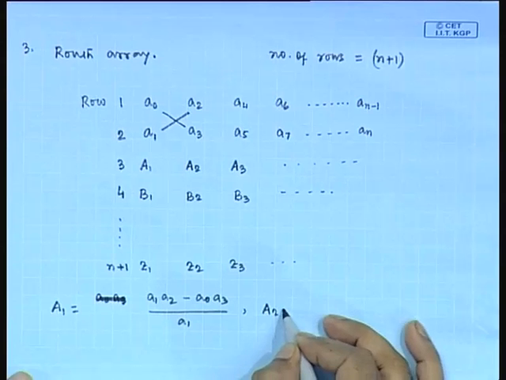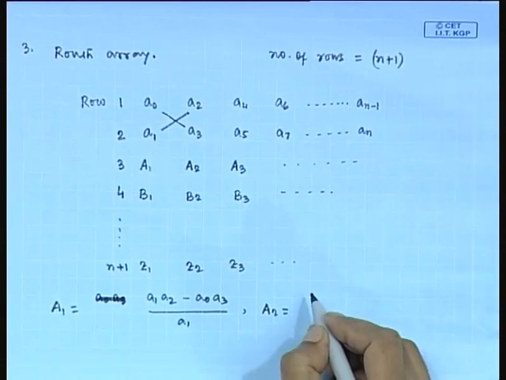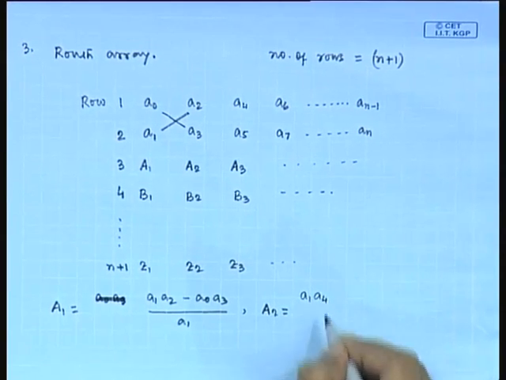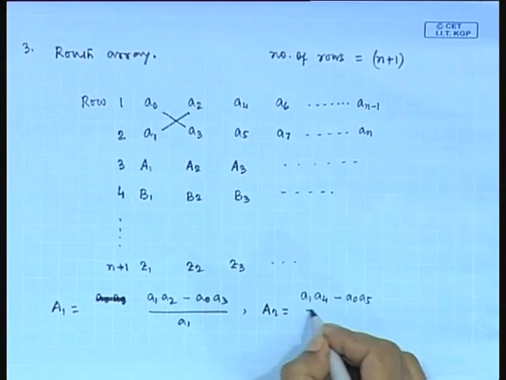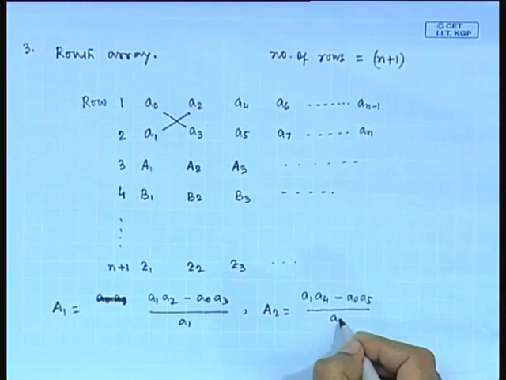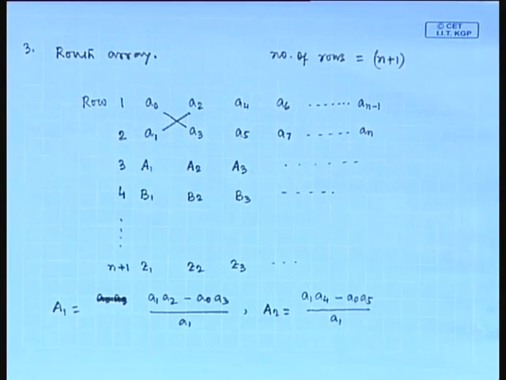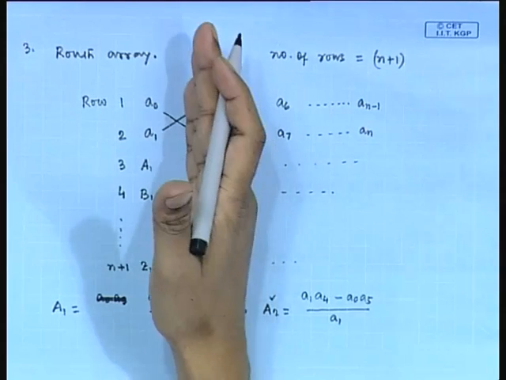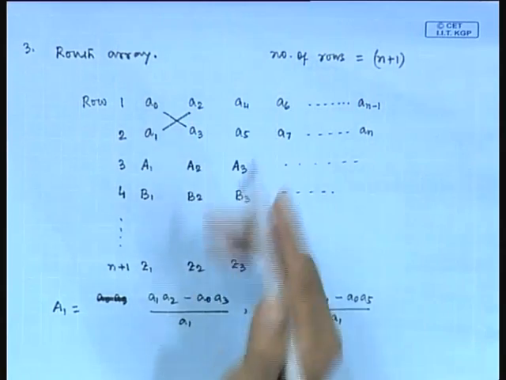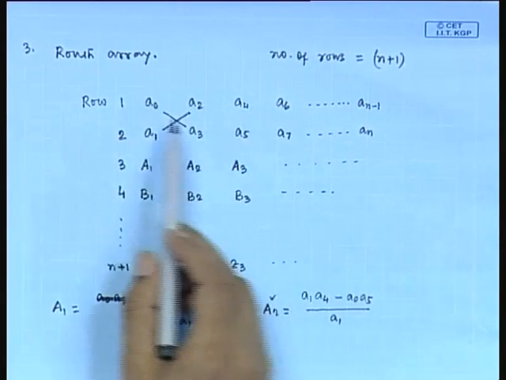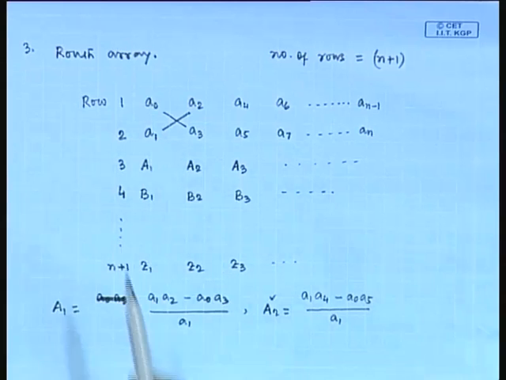The expression for capital A2 is A1 A4 minus A0 A5 divided by A1. I think now you can write the expression for all other elements. For A2, you just leave that column within which A2 is present. So, A1 A4 minus A0 A5 divided by A1.